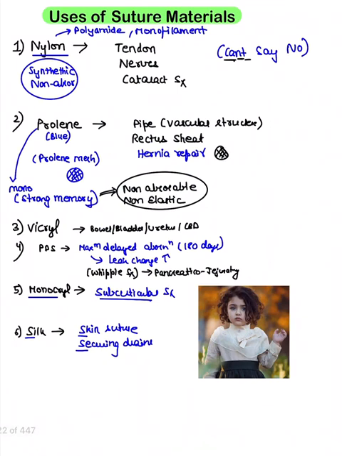Now coming to the uses of suture materials. First we have nylon. What are the uses of nylon? Remember it as can't say no: nylon, no. C means it's used for cataract surgery, N means nerves, and T means tendon. Can't say no, that is nylon. Recall, which category does nylon come under? Nylon is a synthetic material, and it is non-absorbable. What was the name of nylon, guys? That was Ethilon. So this comes under the SLIP mnemonic.